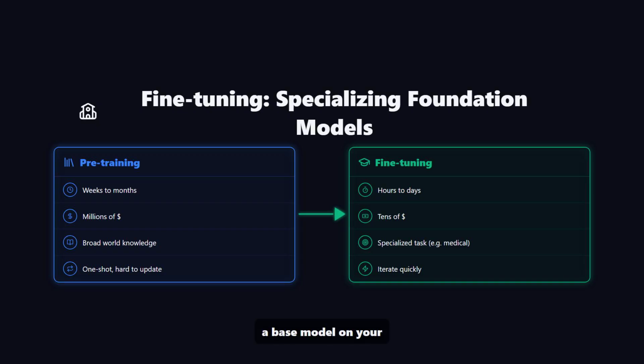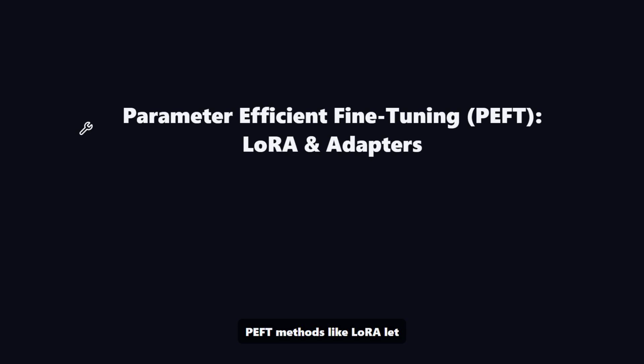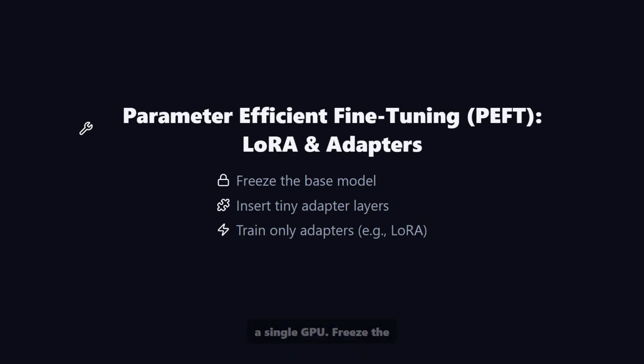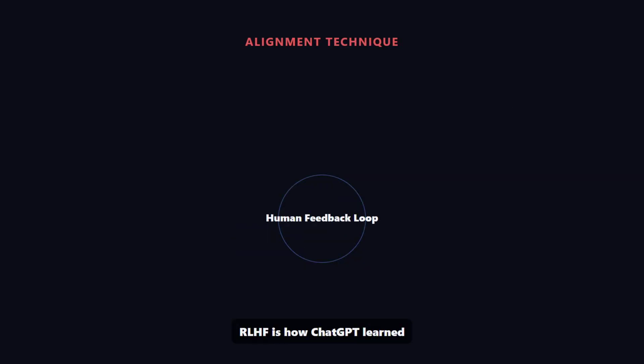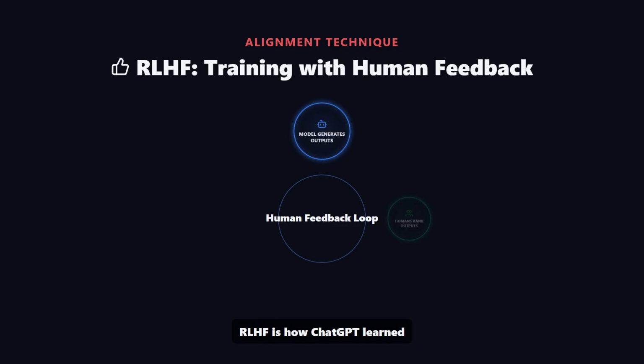AWS Bedrock lets you fine-tune a base model on your own curated dataset, like medical dialogues, to build a health chatbot in days. PEFT methods like LoRA let you fine-tune a model on a single GPU. Freeze the base, train tiny adapters. On AWS SageMaker, LoRA can dramatically lower costs. The exam always tests this. You have a tight GPU budget. Answer, LoRA.